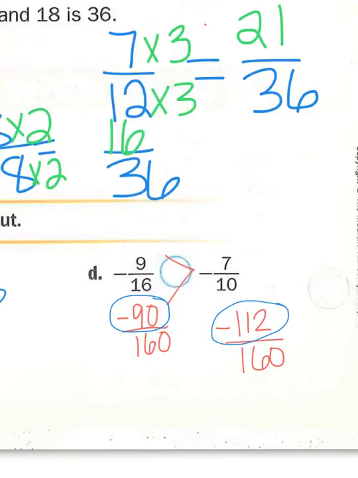Okay, so -90 is closer to 0. Again, think of the number line. Because we're dealing with the negatives, -90 is a greater number or a bigger number than -112.